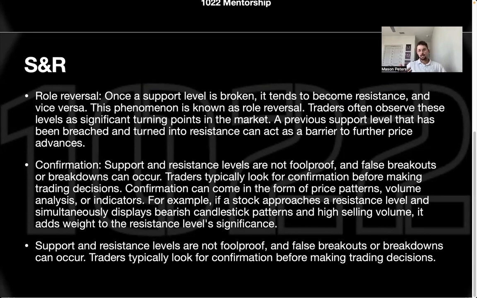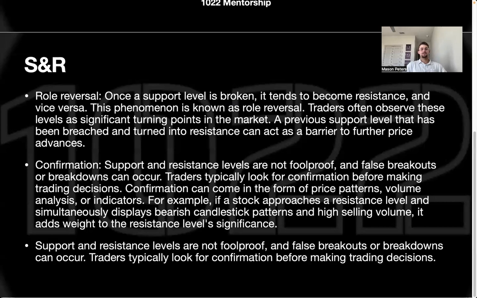Usually, let's call it a downtrend. And it happens vice versa. So once it breaks a ceiling, it becomes a floor. It comes back, hits it and goes further higher. So this is called a role reversal. Traders often observe these levels as significant turning points in the market. A previous support level that has been breached and turned into resistance can act as a barrier to further price advances.